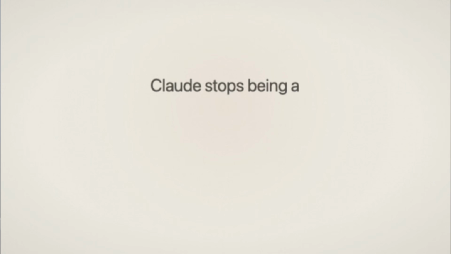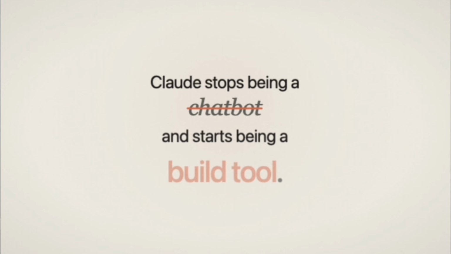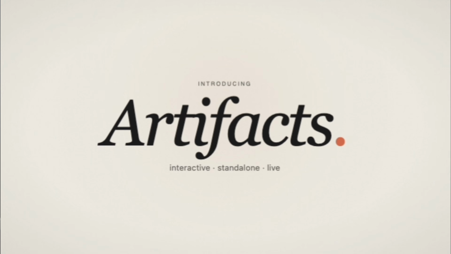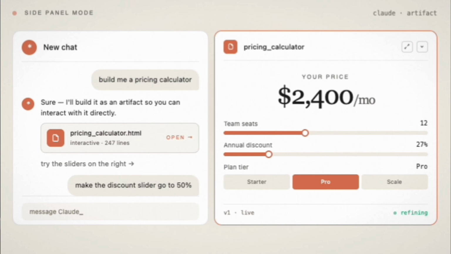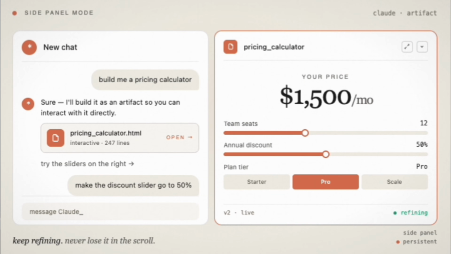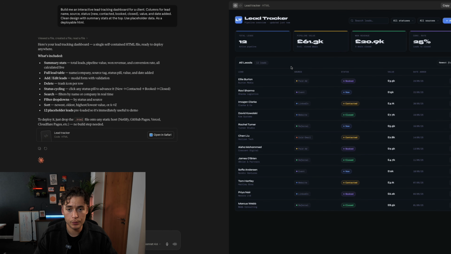Now this is where Claude stops being a chatbot and starts being a build tool. Artifacts. Artifacts are interactive, standalone things Claude builds in a side panel next to your chat. So you can keep refining them without actually losing them in your scroll. So here's a few I built in one prompt each for this video. A lead tracking dashboard for a client.